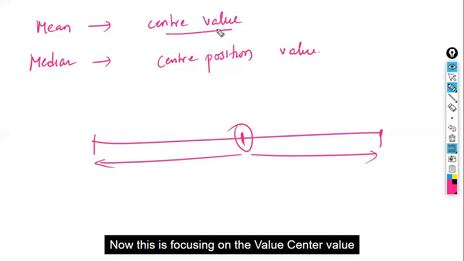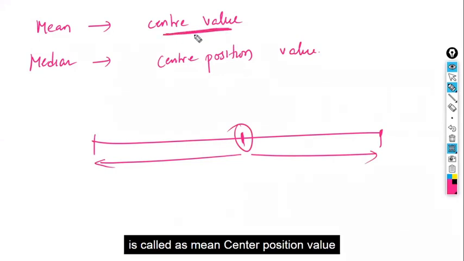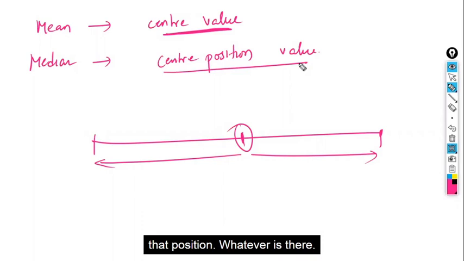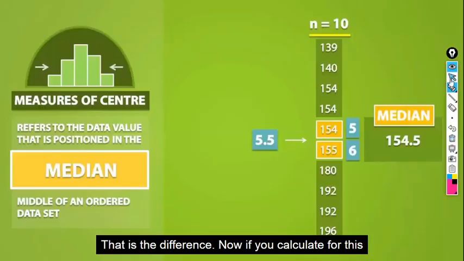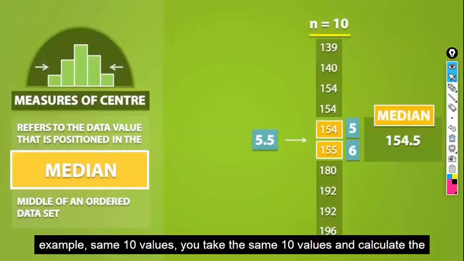Now this is focusing on the value. Center value is called the mean. Center position value is called the median, irrespective of value, whatever is there in that position. That is the difference. Now if you calculate for this example, take the same 10 values and calculate the mean.